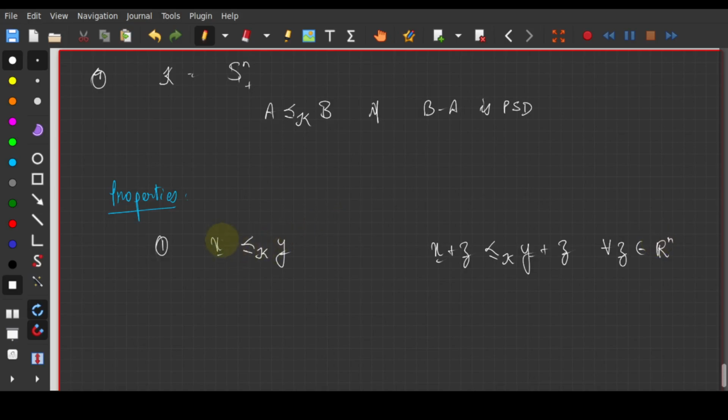So once again, the point that I want to emphasize is that when I'm defining this inequality, X and Y need not belong to the cone K. Right? They belong to the ambient space. If K is a proper cone in Rn, then X and Y could be arbitrary points in Rn. All right.